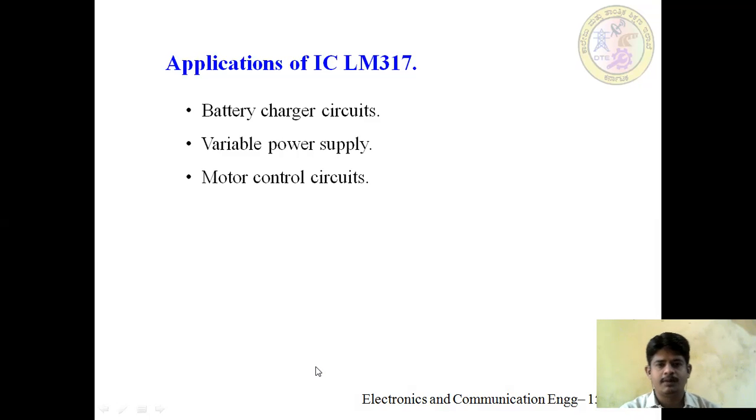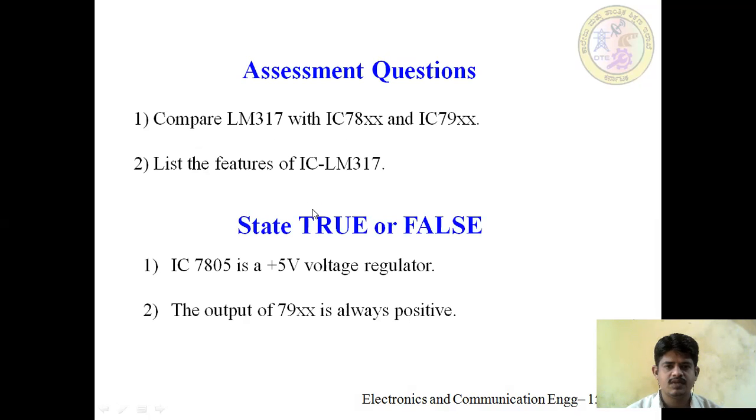Coming to the applications, where all you can use the IC LM317: it can be used for battery charger circuits, variable power supplies, and motor control circuits. We have many more applications of the LM317 because in many applications we need variable power supplies where you can adjust the supply. So these are the applications of the IC LM317.